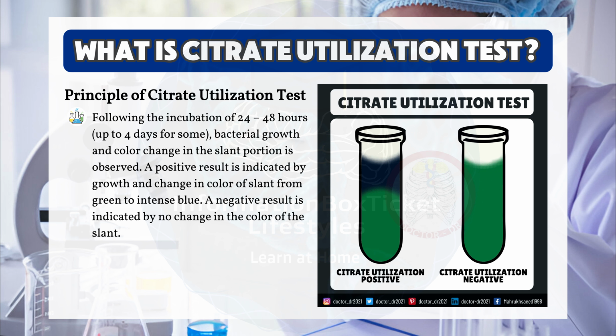A positive result is indicated by growth and change in color of slant from green to intense blue. A negative result is indicated by no change in the color of the slant.